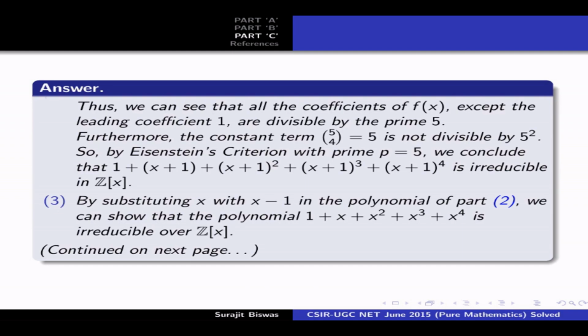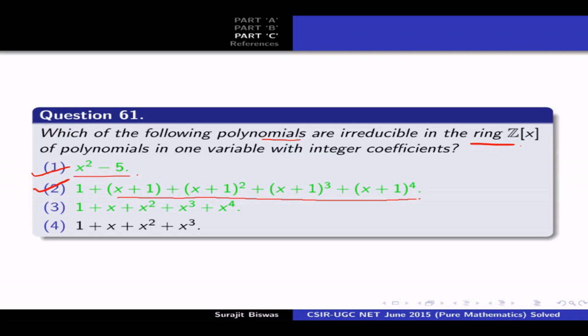Thus we can see that all the coefficients of f(x) except the leading coefficient 1 are divisible by the prime 5. Furthermore, the constant term, 5 choose 4, which is 5, is not divisible by 5 square. So by Eisenstein's criterion with prime p equal to 5, we conclude that the given polynomial in option 2 is irreducible in Z[x]. Okay, so this is correct. And now replacing x plus 1 by x, we see that this polynomial will also be irreducible in Z[x]. So this is correct.